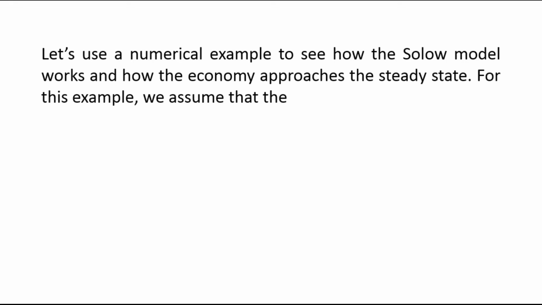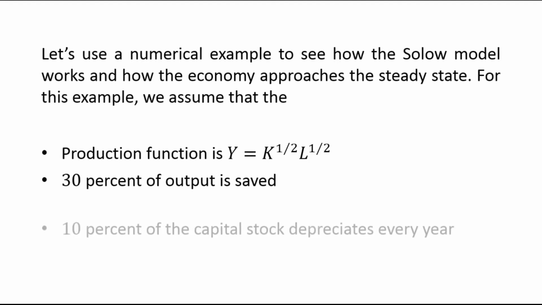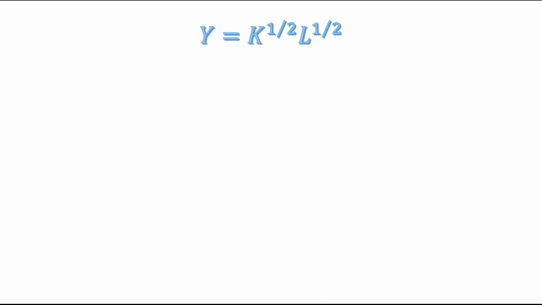Let's use a numerical example to see how the Solow model works and how the economy approaches the steady state. For this example, we assume that the production function is y equals k raised to power half times L raised to power half, 30% of output is saved, and 10% of the capital stock depreciates every year. So here we have our production function.